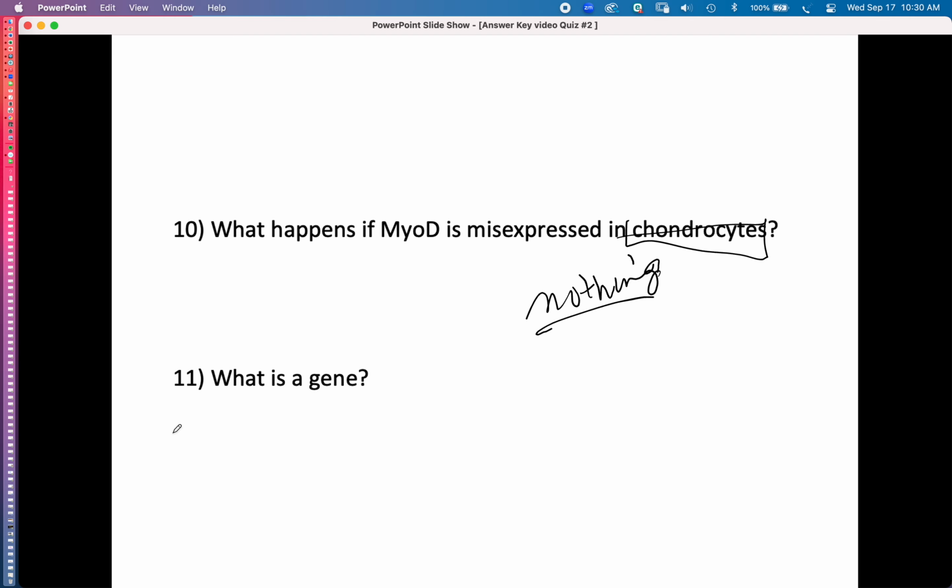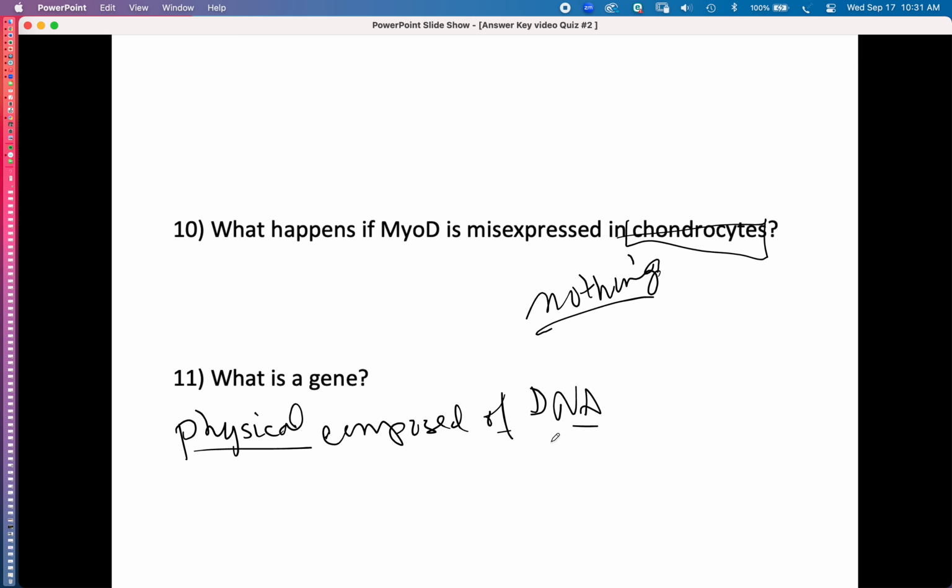So we need to know this definition. Lots of students got credit when they gave a partial definition because we're just working on it, but we need to be solid on it. So we say physical. A gene is physical. It's physical, and it's composed of DNA. And it's just so important to say that, because we talked about it in class.